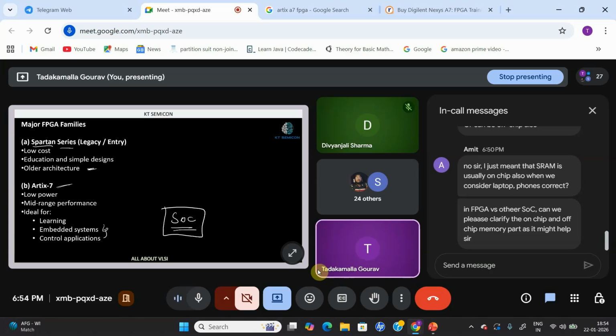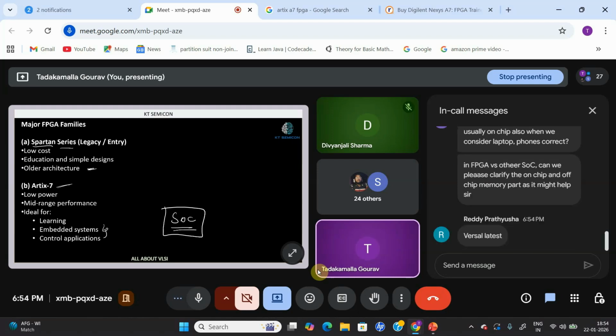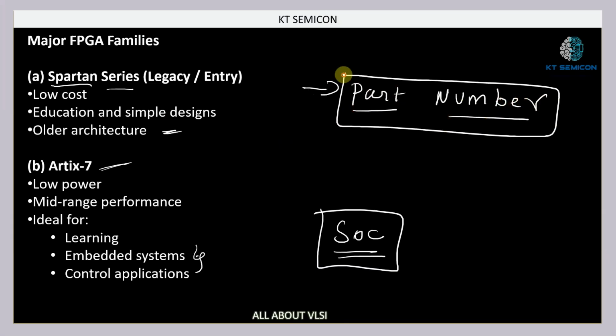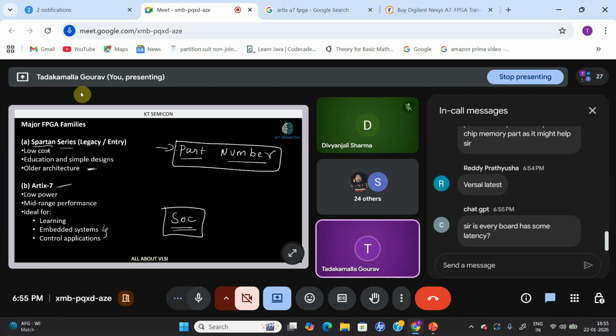In our next session, we are going to start with Intel based FPGAs, where we will see different Intel based FPGAs and the different families present inside them. After that, we are going to see how to read a part number. Every FPGA is going to have a part number, just as we have an Aadhaar card. Like that, each and every FPGA family has a part number, and using it we will see what it means. So this is about this session.